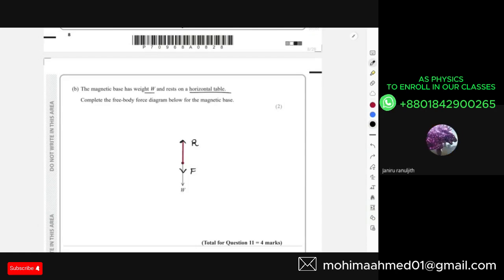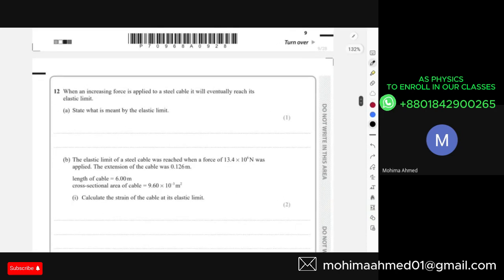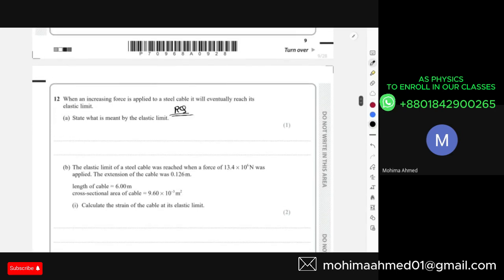No teacher. Okay, then we'll quickly move on to 12. What is meant by the term elastic limit? Repeated question, right? We just have to memorize the definition. It is the force, or it is a region, for the graph where force and extension graph is linear and the object returns to its original length, right? Or we can say it is a force beyond which the cable does not return to its original length when the applied force is removed.